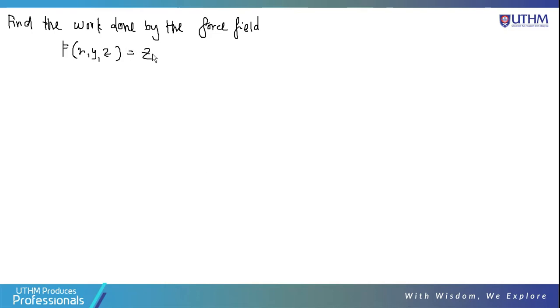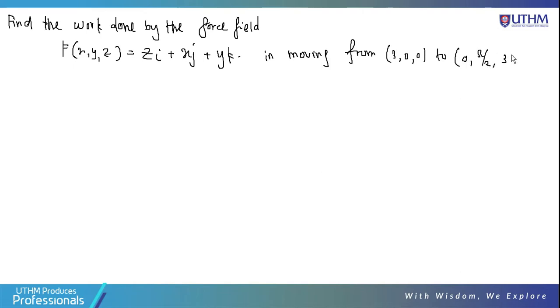equals z i plus x j plus y k. So this force field is moving from 3 to 0 pi over 2 3 along the helix, x equals 3 cos t, y equals t, and z equals 3 sin t. Okay.